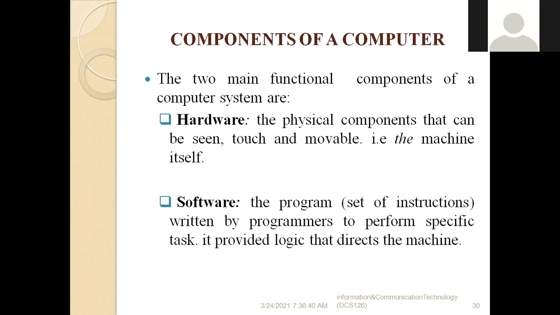Well, there are just two main components, the hardware and the software. The hardware is the physical components of a computer system. Those components that you can touch, you can see with your eyes, you can move with your hand, move from one place to another. That is, in a short form, the machine itself, the physical machine. That's what makes up the hardware.